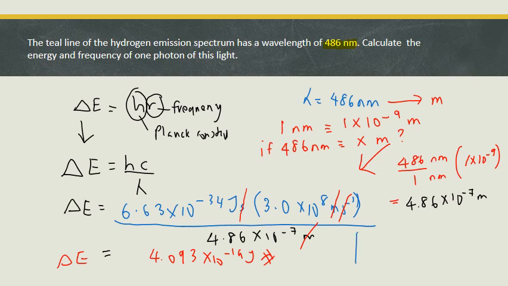Dia minta you calculate frekuensi. So, macam mana kita nak dapatkan frekuensi? Substitute balik dalam formula. Delta E sama dengan HV, okay, which is frekuensi. So, 4.093 kali 10 negatif 19 Joule sama dengan Planck constant darab dengan frekuensi. So, dapatkanlah nilai frekuensi di situ. Okay, Planck constant kita dah ada. Planck constant nilai dia 6.63 kali 10 negatif 34 Joule second. So, dapatkan nilai frekuensi di situ.